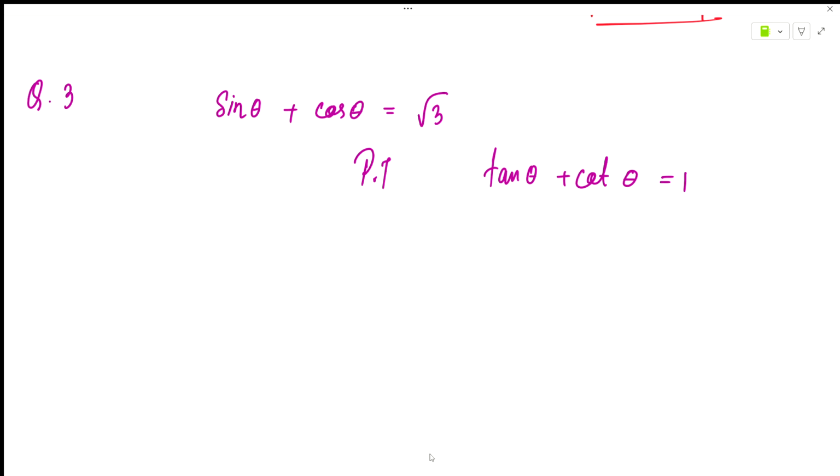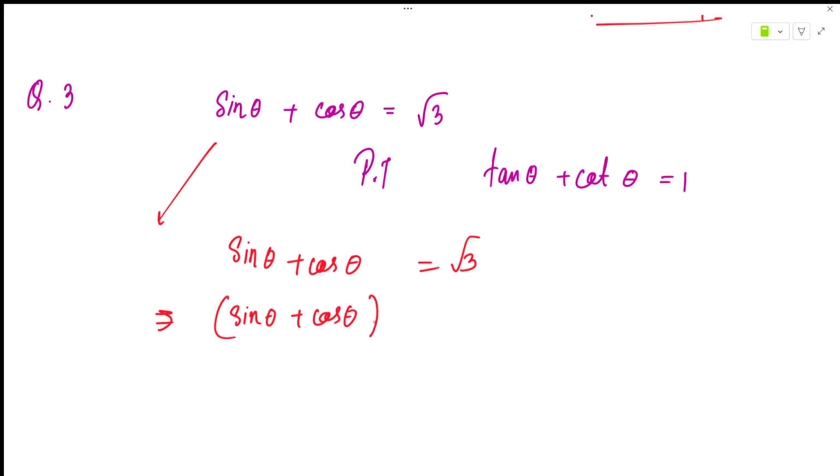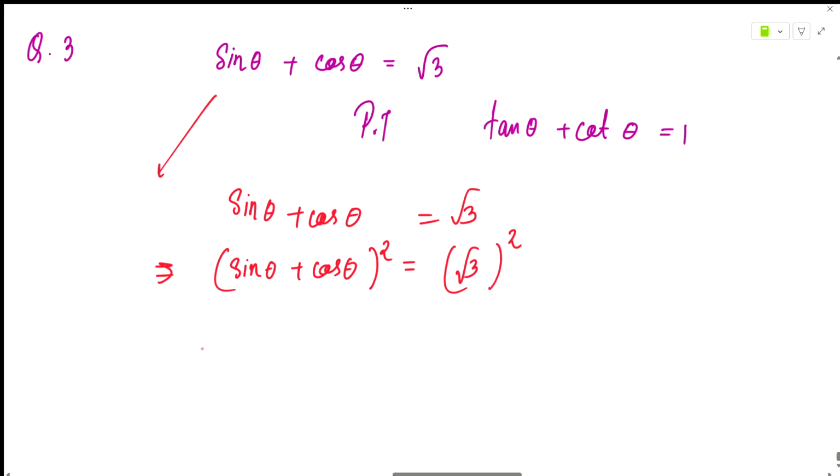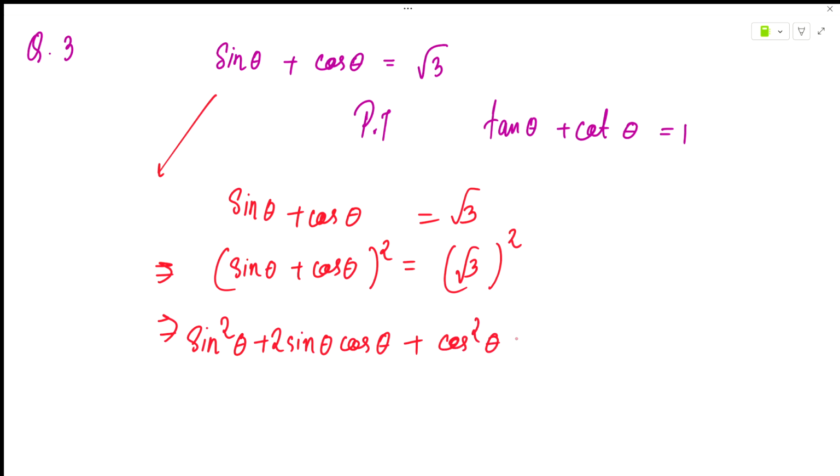So please see, we will square both sides given here. In such questions it is always good to square both sides, okay? So sine theta plus cos theta is equal to root 3. We'll square both sides. So sine theta plus cos theta whole square is equal to root 3 whole square. So this gives me, applying the A plus B whole square formula, sine square theta plus 2 sine theta cos theta plus cos square theta, root 3 square is simply 3.